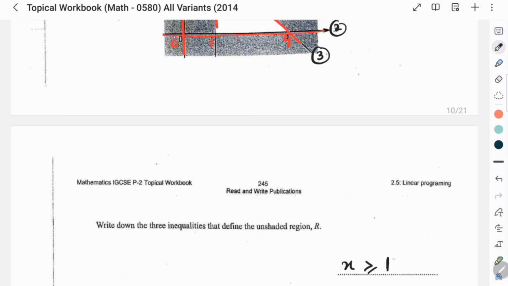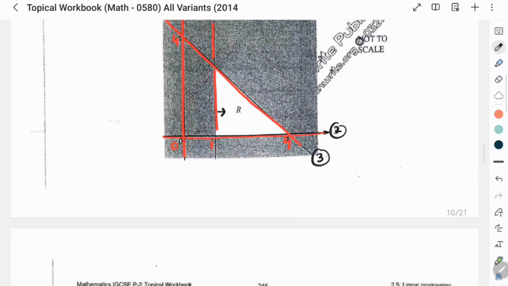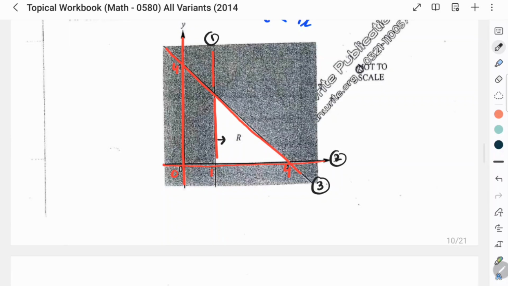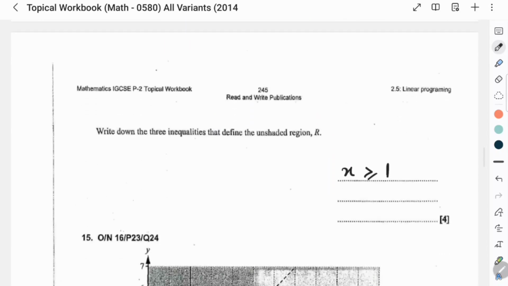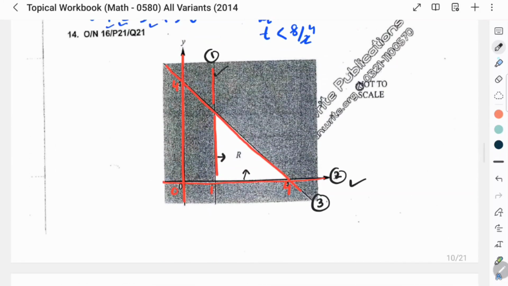Okay. Now the second line is the horizontal line. So we did this one. Horizontal line on the x-axis, so its y is equal to 0. Here the region is above the line, so y is greater than or equal to 0. The next line has the gradient. The gradient is negative. This is rise and this is run. So it's both 4 and it's negative.